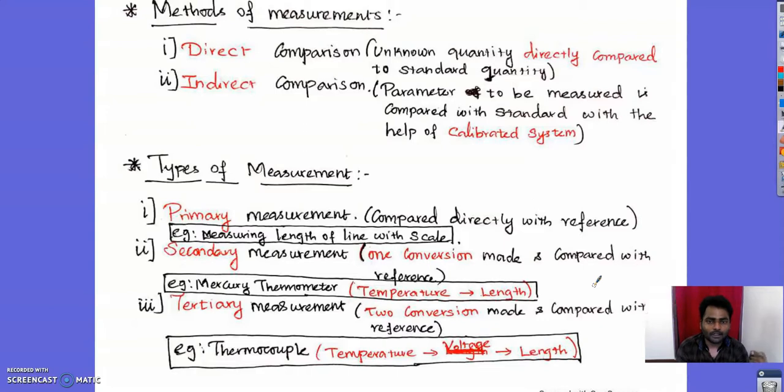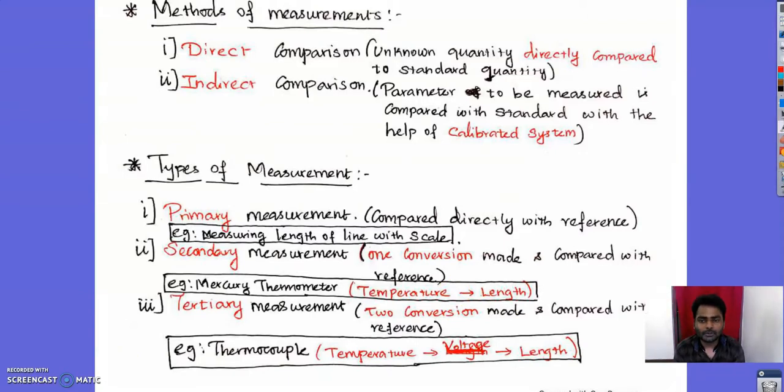When the temperature increases, gradually the mercury length increases on the scale which is there in the thermometer. From the length of the mercury, we measure the temperature. That is why there is one conversion: temperature is converted into length, and from that we conclude the temperature value. That is why it is termed as secondary measurement.